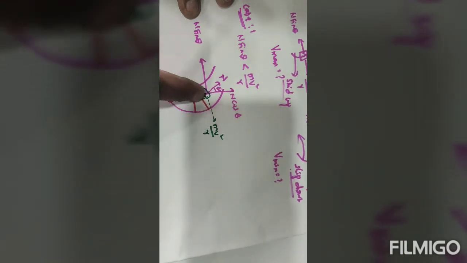But what is the condition here? Here n sin theta is less than mv squared by r. So the vehicle tries to skid up outside.